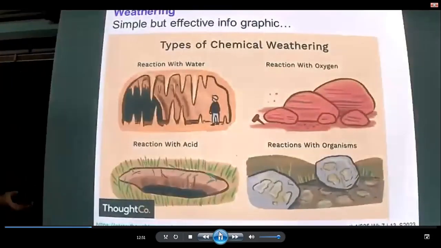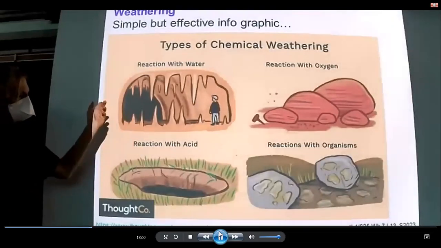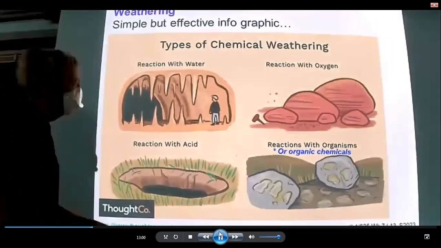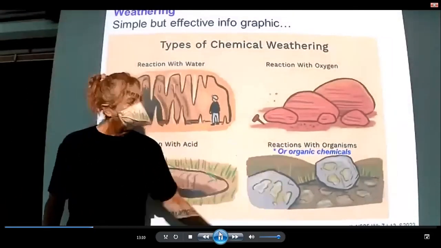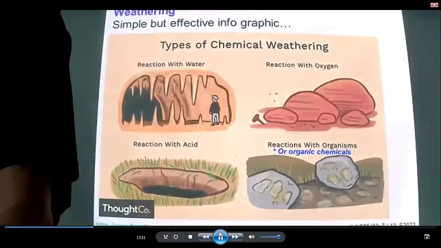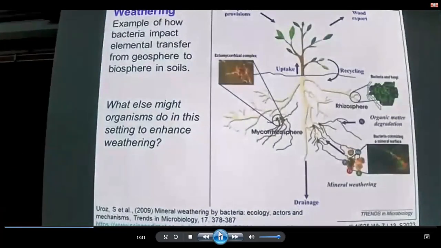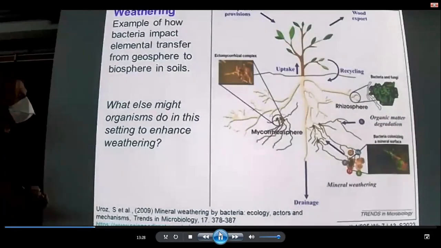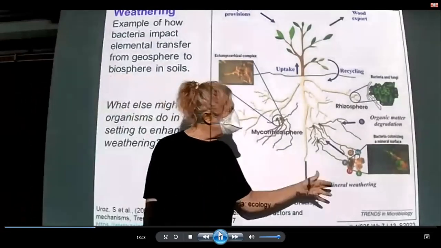Okay, so this is just a simple slide showing you some of the various processes that can happen during chemical weathering. And I've had a little addition here to include organic chemicals, obviously produced by organisms, but they're also important processes. So this slide shows you three different ways that microorganisms in the subsurface are important in the weathering process and the transport of important nutrient elements from the solids in the soil up into living plants on the land surface. There's three examples here.